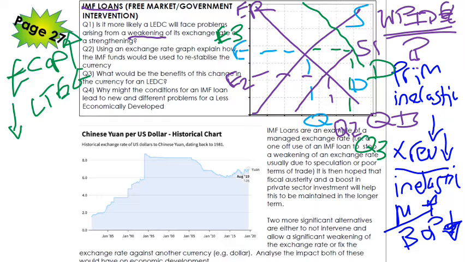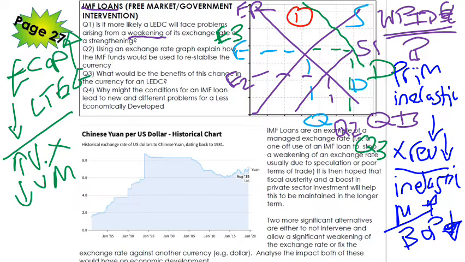So that would be question 3 in terms of the benefits. So greater value exports and a reduction in the value of imports. So just to highlight that there's question 1, over here's question 2, down here's question 3.